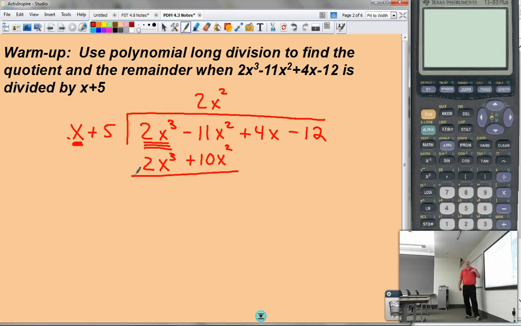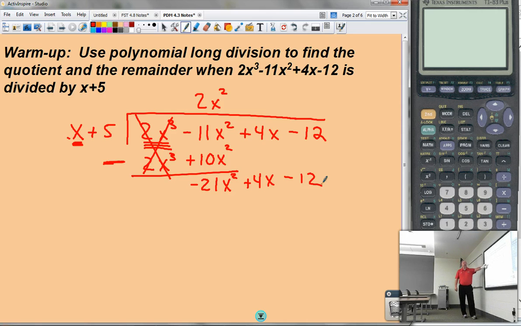Once that's written, I need to perform a subtraction. The 2x cubed and 2x cubed should cancel out. It's the whole purpose of why we chose 2x squared. Then here, just be careful. The temptation would be to rush and go negative 11, positive 10. But here it's minus 11 minus a positive 10. Remember, I have a minus here, so I am subtracting another 10. So this is actually negative 21x squared plus 4x. And then I still bring down the minus 12 as well. So I have negative 21x squared plus 4x minus 12.